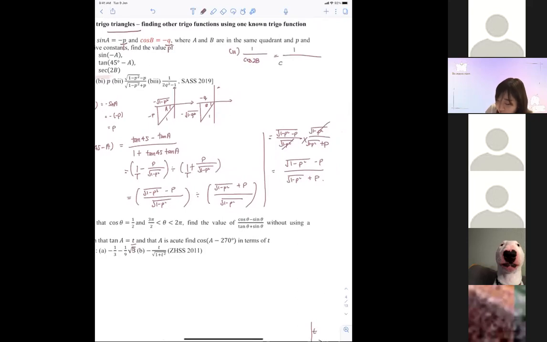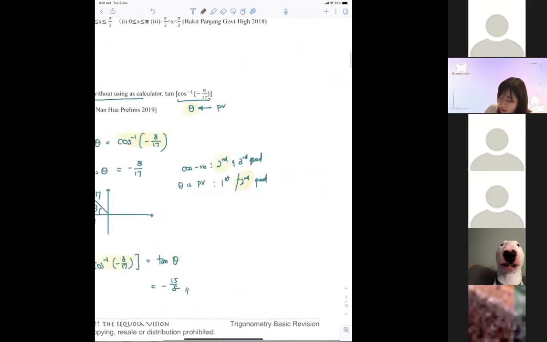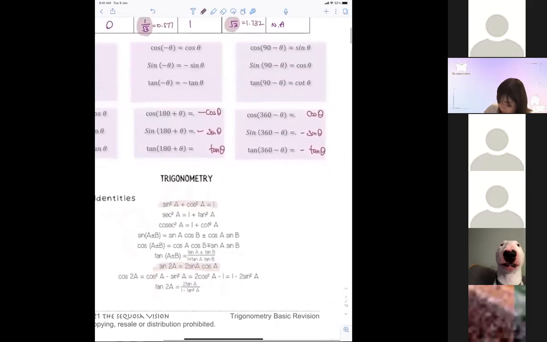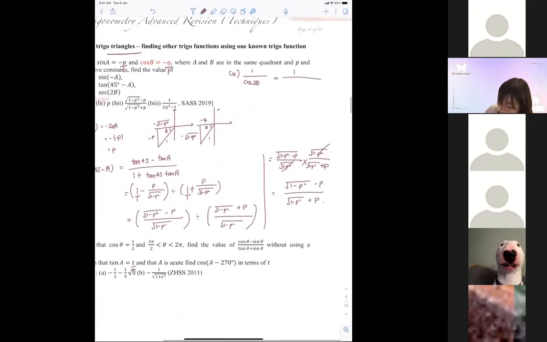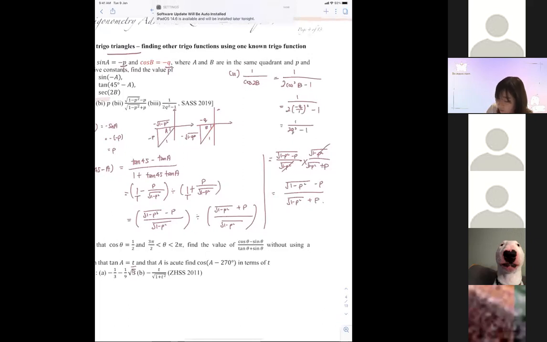what's the double angle formula? Okay, so 1 over 2 cosine square b minus 1. You can use either of the formula you want. So 1 over 2 cosine b is a over h. So we have 1 over 2 q square minus 1. Okay, then we finish the whole question.